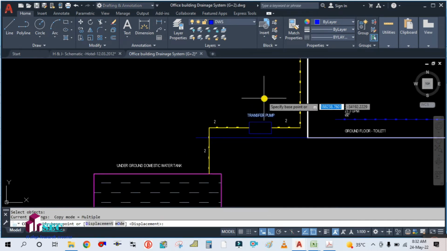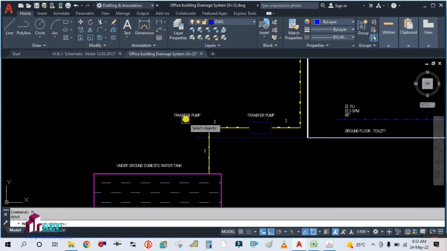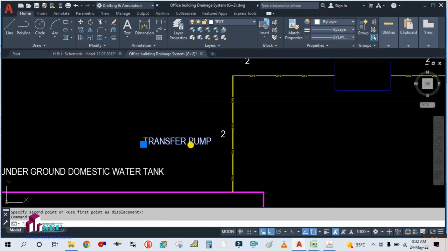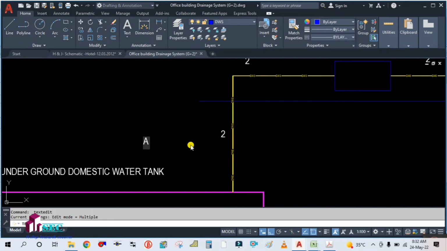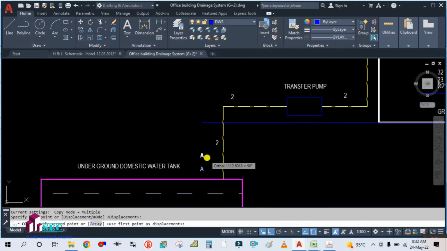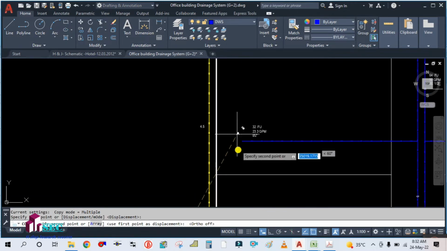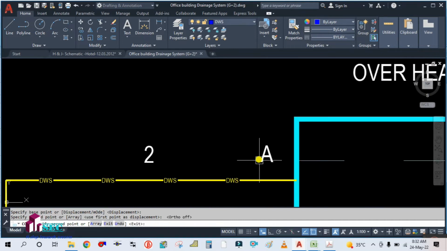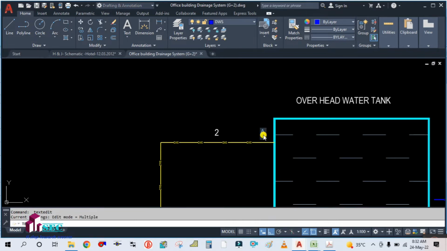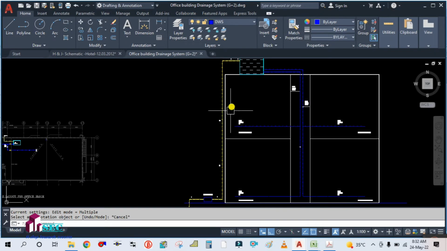So what you will do, simply copy this one and move it down here. Put it here, simply edit this, make it A. This is your point A. Okay, and copy this, put it here. This is point B. So from point A to B, what will be the pipe size?